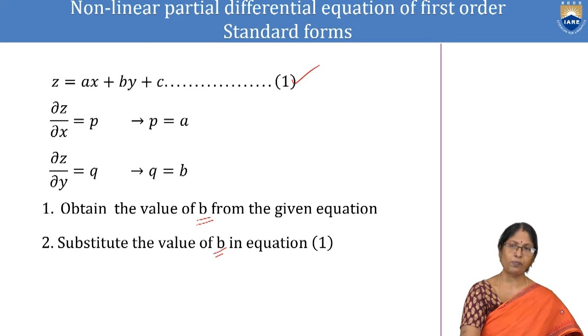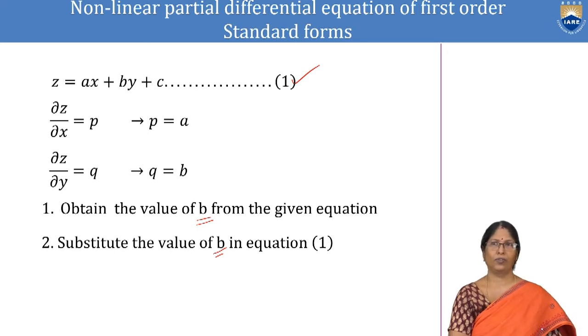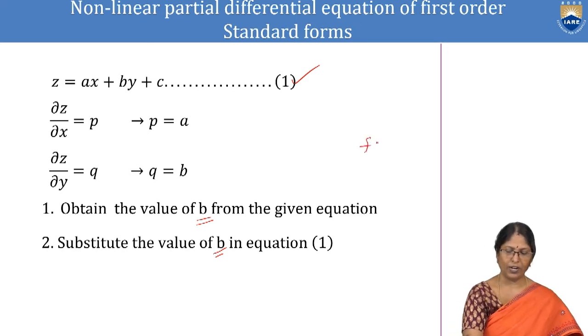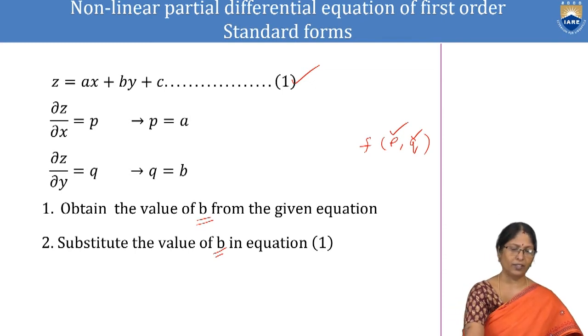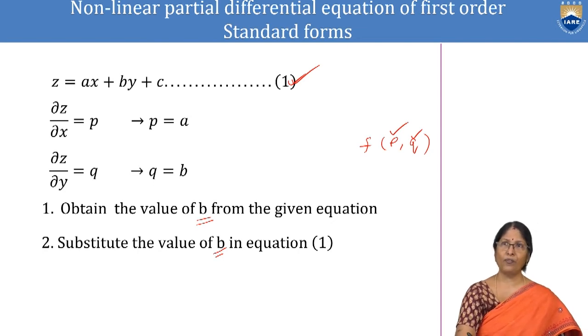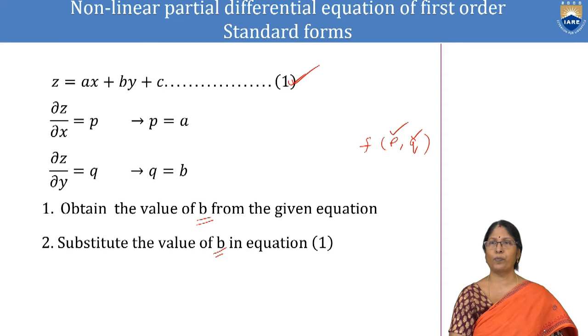These are the steps to be followed. That is our given question. We will concentrate on whether it has only the variables p and q. If it does, then this is the solution. These are the standard steps to be followed while doing the problem.